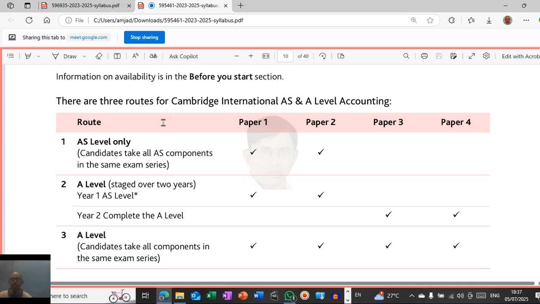There are four papers for Cambridge International AS and A level Accounting. For AS level, only paper one and paper two. For A level, you have to complete paper one, paper two, paper three and paper four. Candidates take all components in the same exam series. So this is how it is.